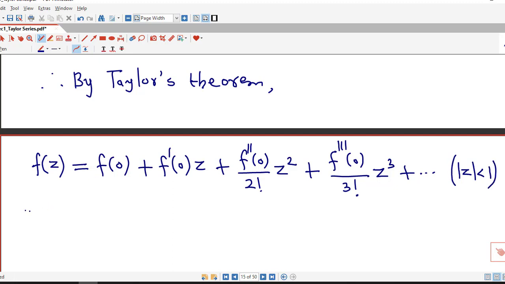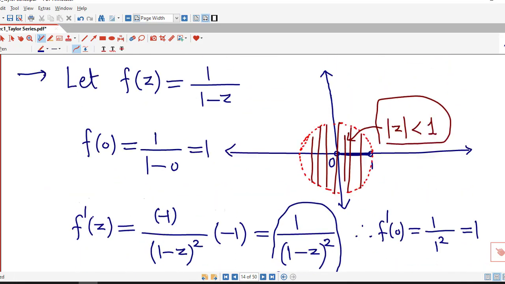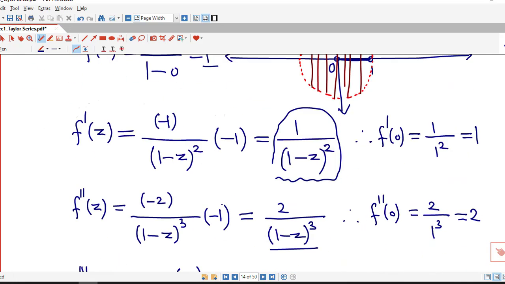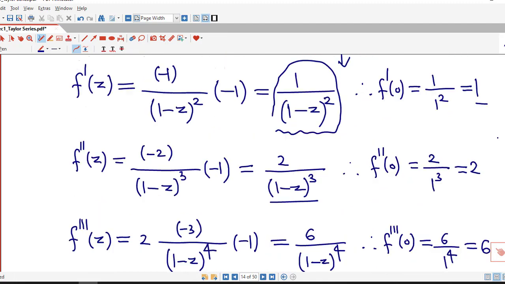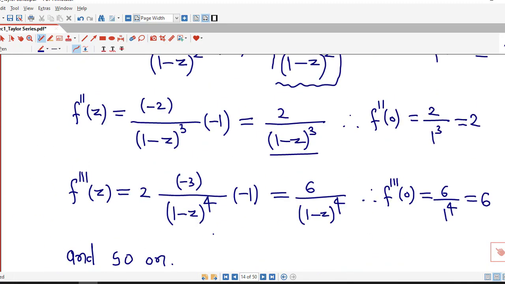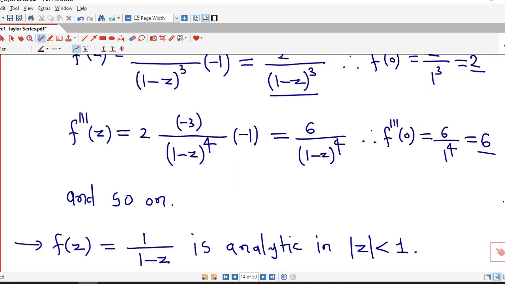Now we substitute the values of the function and its derivatives at z equal to 0. The value of the function at z equal to 0, f of 0, is 1, and f dash 0 is also 1, so we have 1 plus z. And here we have 2 factorial, that is 2, and the second derivative is 2, and the third derivative is 6.